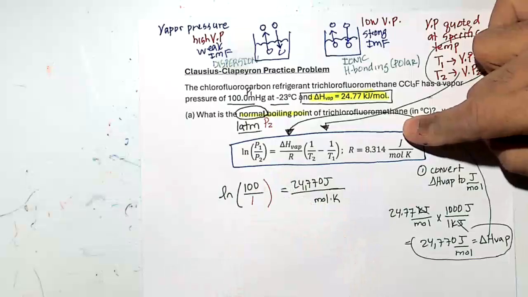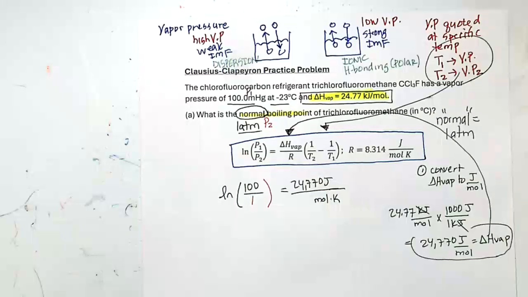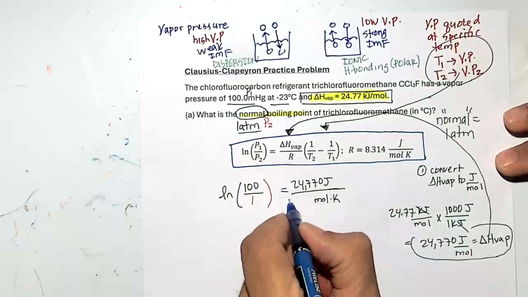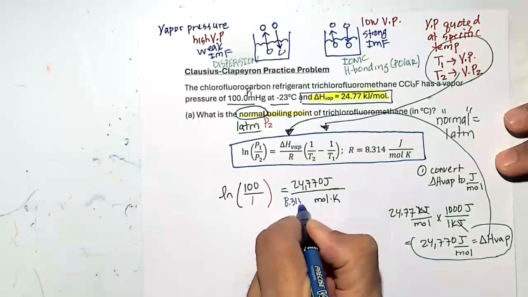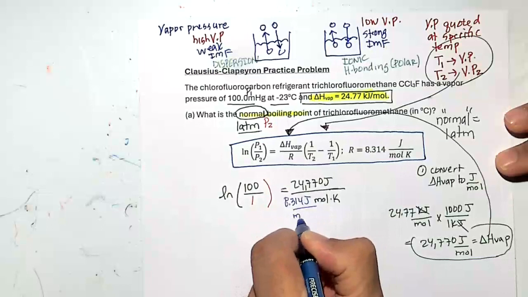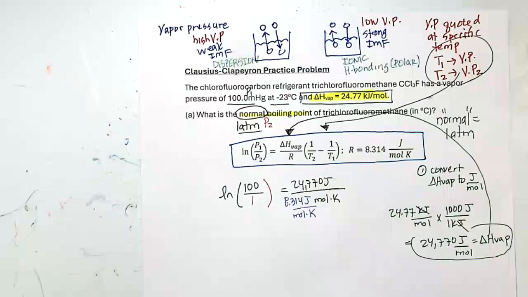R will be given on the exam, so you don't worry about it. I'll throw out the problem if I don't give you R, or I'll give you R. So that's 8.314 joules over mole Kelvin.